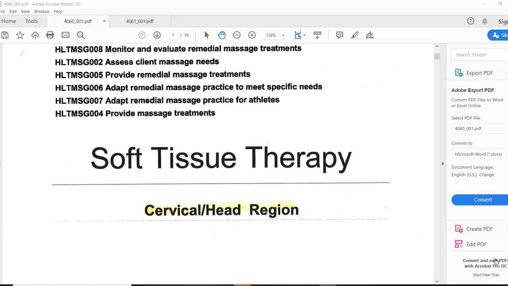In this video we're going to look at the region booklet for the cervical and head region. So with this booklet, part 1 and 3 have been completed. Part 2 has some parts that need to be fixed up, and parts 4, 5, 6 and 7 still need to be done.